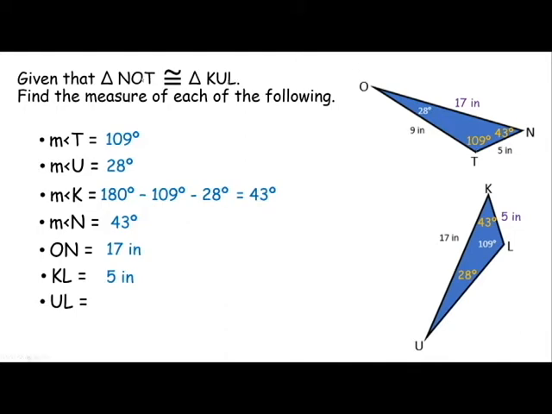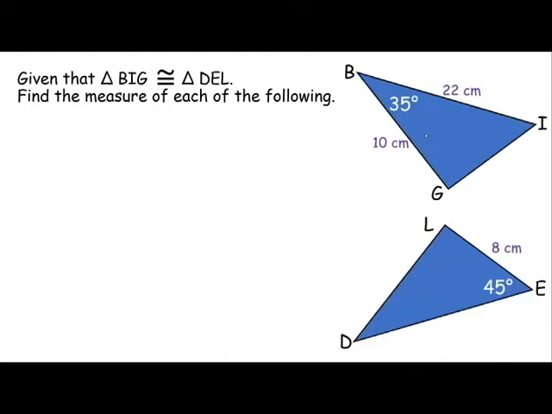UL matches to OT. OT is 9, therefore UL is 9 as well. I think these are fun. To me, this is kind of like a little puzzle where I'm just working back and forth, taking what I know and using it to find out other pieces of information. Here's another problem, very, very similar to this.